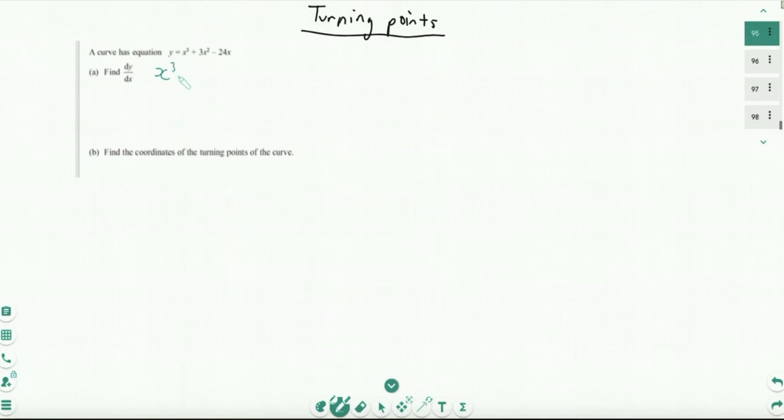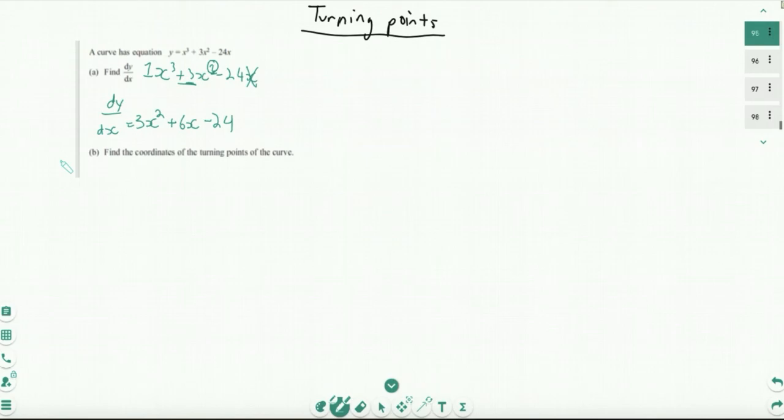x cubed plus 3x squared minus 24x. dy over dx equals x cubed means 1x cubed. 1 times 3 is 3x. 3 take away 1 is 2. Perfect. Next one. 3 times 2 is 6x. 2 minus 1 is 1. So 6x to the power of 1, which is just 6x. And then minus 24x. Well, the x is by itself, so it just cancels out. So it's just going to be minus 24. And that question is all done.